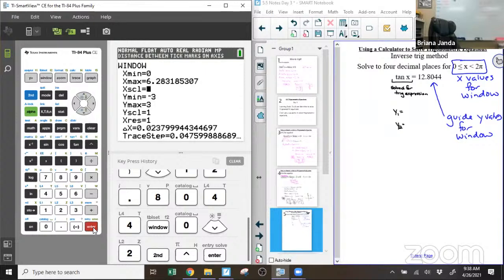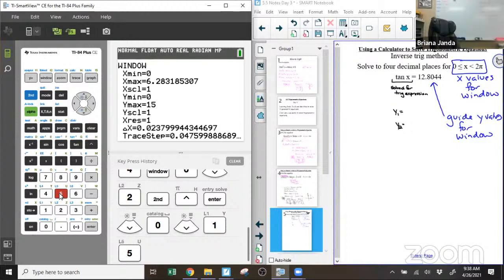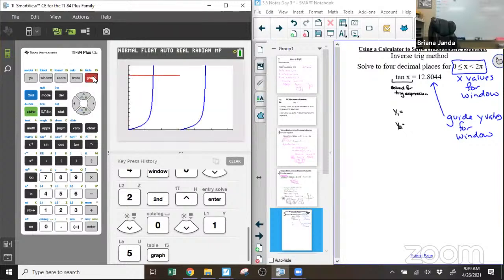And then my Y value, I need to be able to see past 12. Give yourself a little bit of breathing room in there. So maybe I'll go from like 0 to 15 or 13 or so. It's got to be something higher than 12.8. And like I said, I would give myself a little bit of breathing room as I do that. And then I'm going to graph. And it should graph 2 lines, one horizontal line and one with the tangent line. The blue is my tangent. The red is my 12.8044.